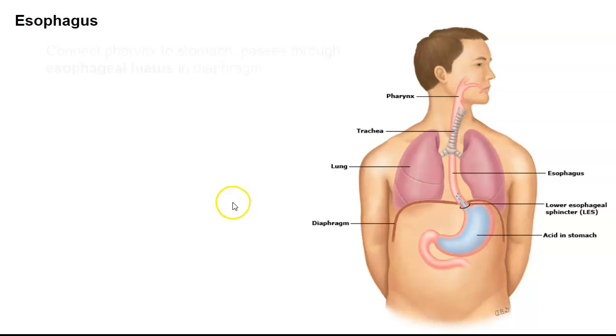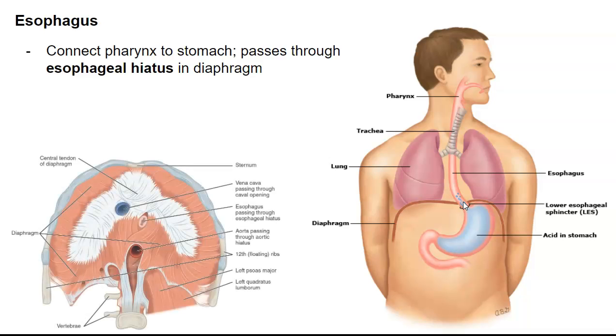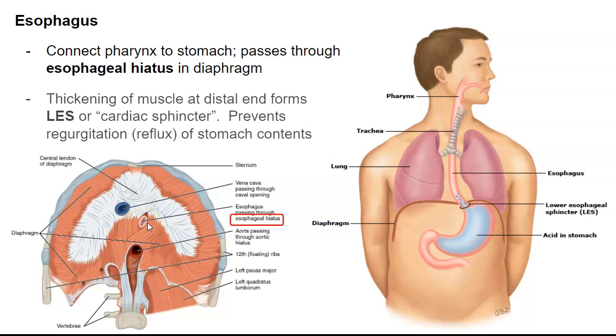Speaking of the esophagus, it connects the pharynx to the stomach. It passes through an opening here in the diaphragm called the esophageal hiatus. So here's a picture of the diaphragm, and here's the esophageal hiatus right here. The esophagus passes through this opening. This is of significance, we'll see in just a moment.